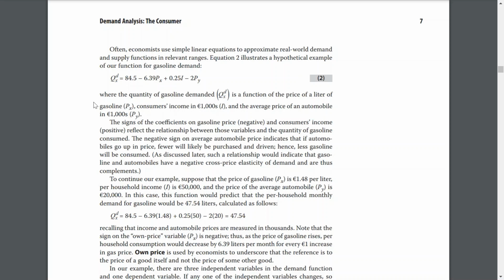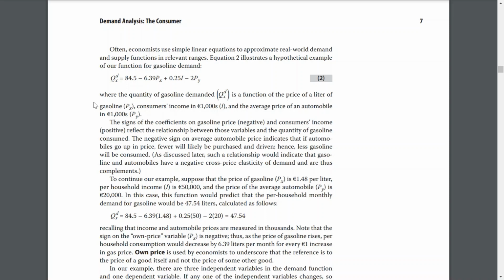The negative sign on average automobile price indicates that if automobiles go up in price, fewer will likely be purchased and driven. Hence, less gasoline will be consumed. As discussed later, such a relationship indicates that gasoline and automobiles have a negative cross-price elasticity, or XED, as we will later see, and are in fact complements.